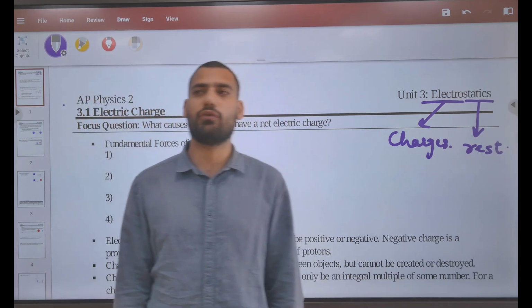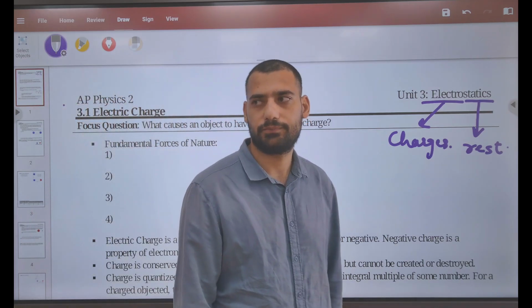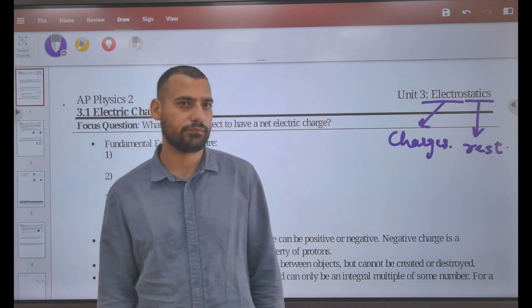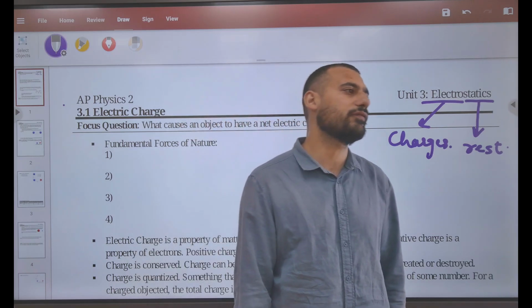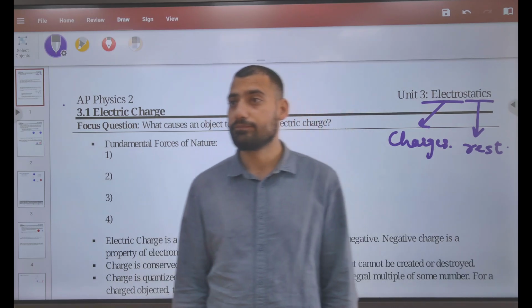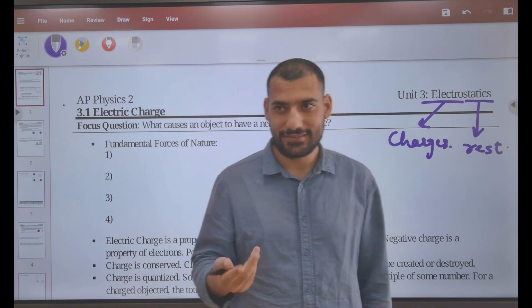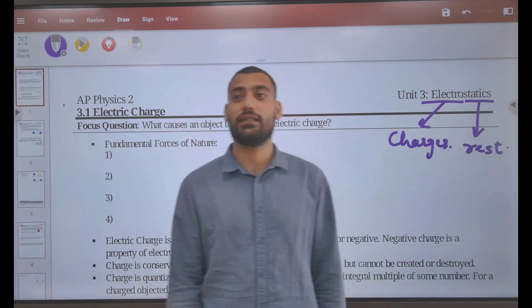Can anyone tell me what is a charge? What do you mean by charge? What do you understand from charge? Negative and positive charges. What do they do? Anything else?